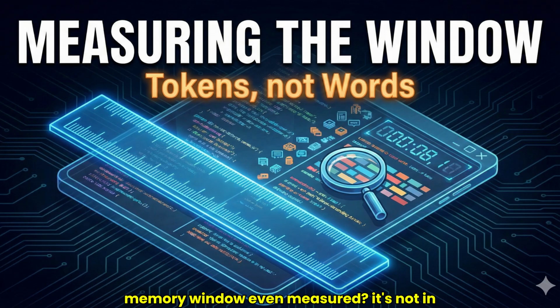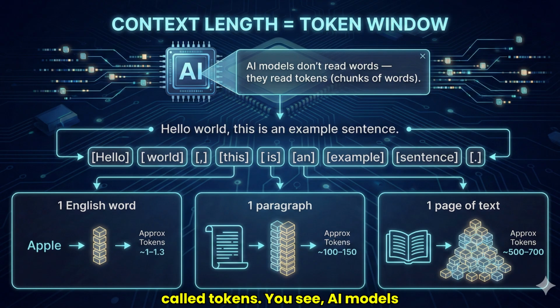So how is this memory window even measured? Well, it's not in words or sentences like you and I might think. Nope, it's measured in something called tokens. You see, AI models don't really read in the human sense. They chop up text into these little pieces called tokens. And just to give you a feel for it, a single English word is usually a little more than one token. A paragraph, that's about 100 to 150. And a full page of text can be up to 700 tokens. This is the currency of an AI's memory.